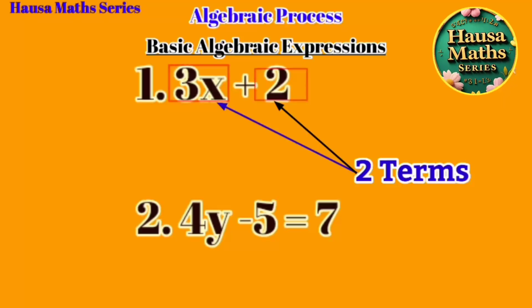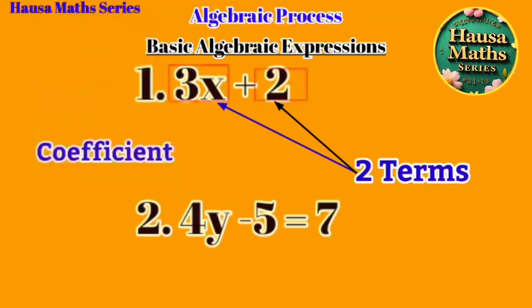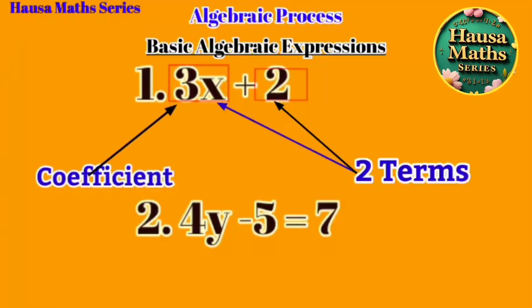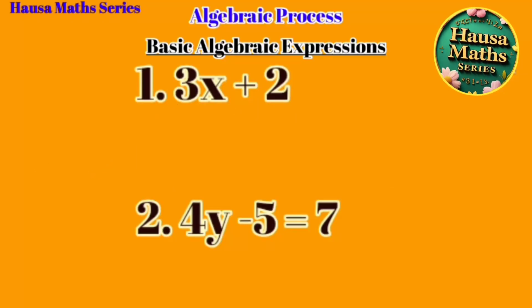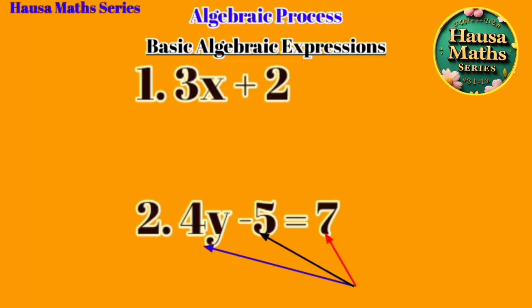In this 3x we have something called a coefficient, because how many times this x happens is 3 times. We have 3x. Therefore, as you can see, number 2, this 4y stands for 1 term. This minus 5 is 1 term. This 7 is 1 term. So we have 3 terms together.